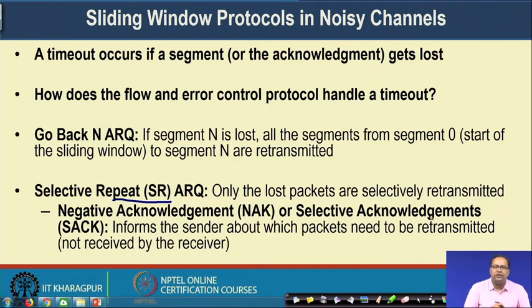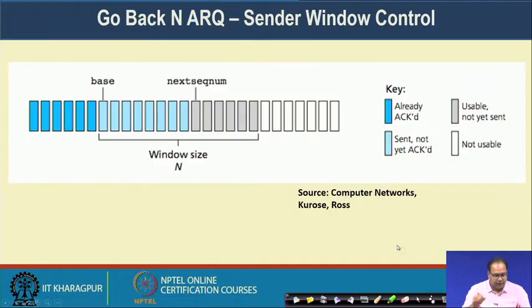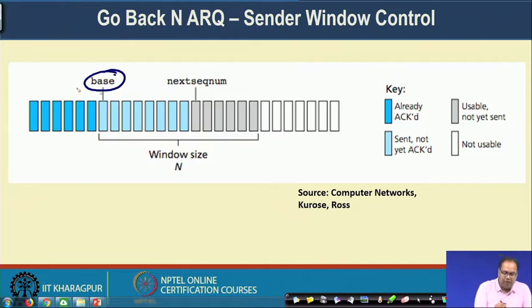So, let us look into these two protocols in detail, Go-Back-N ARQ and selective repeat ARQ. Well, first let us look into Go-Back-N ARQ. The sender window implementation is something like this. Here we maintain two different pointers. One is called the base pointer. This base pointer is the pointer from where your current window starts. So, your current window starts from here, pointed to by the base pointer.